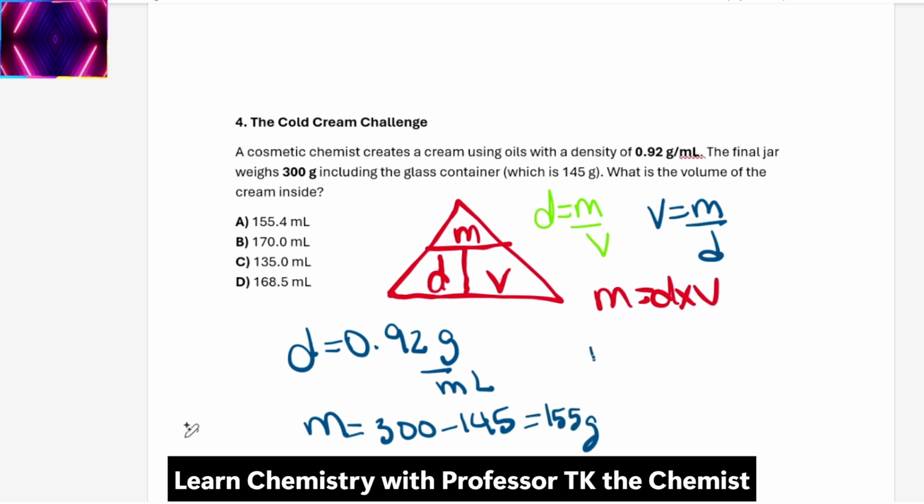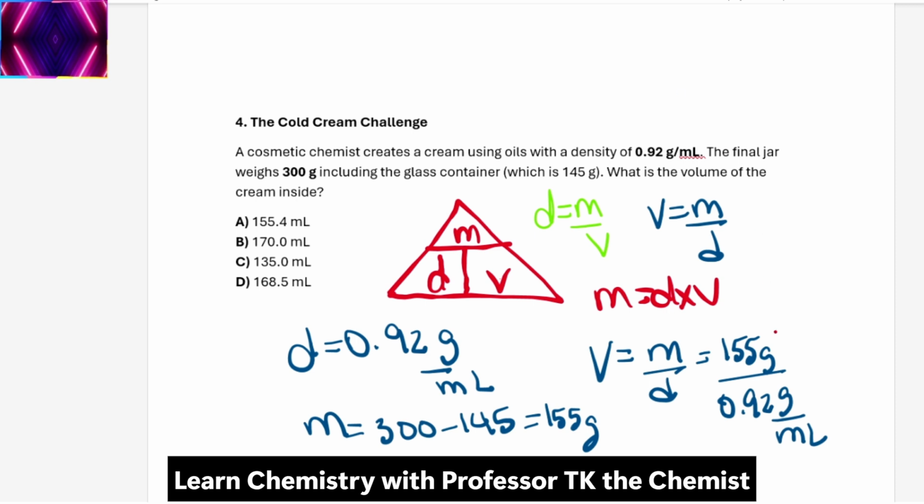But now they're asking you to solve for the volume, which is M over D, mass over density. My mass in this case is 155 grams divided by 0.92 grams per milliliter. So again, all you have to do is cancel out your grams, and you've got 155 divided by 0.92, and I get 168.5. Letter D is the correct answer.